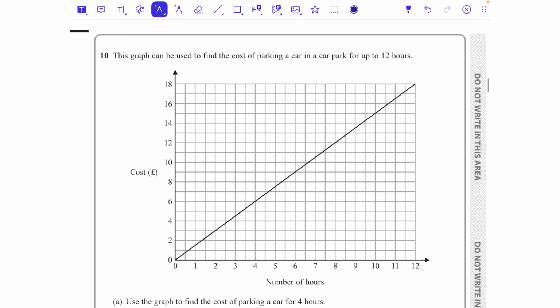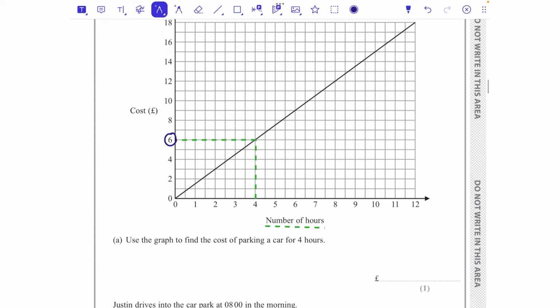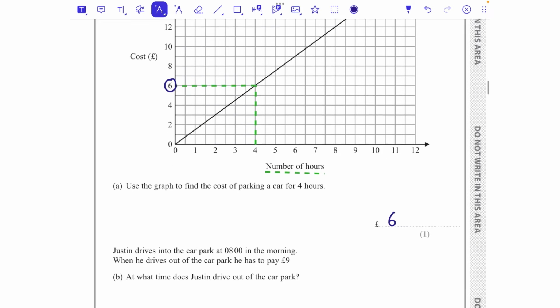Question number 10. This graph can be used to find the cost of parking a car in a car park for up to 12 hours. Use the graph to find the cost of parking a car for 4 hours. So you're going to get your ruler. Number of hours is down here on the x-axis. So we're going to go to 4, we're going to read up, hit the graph and then go across, and we can see that that corresponds to £6. So for 4 hours that's going to cost us £6.